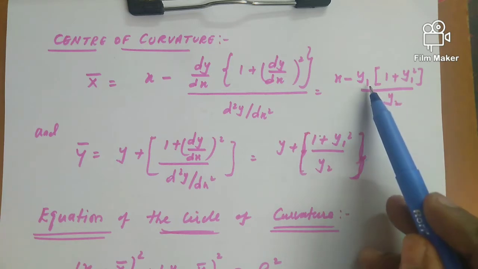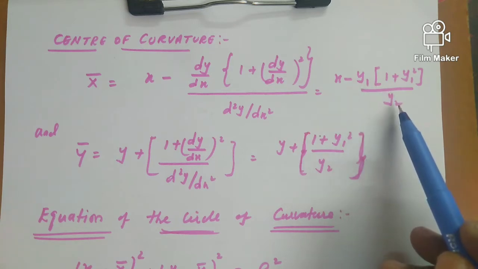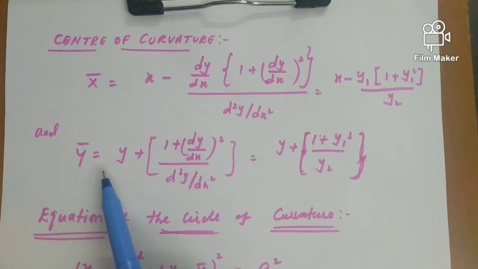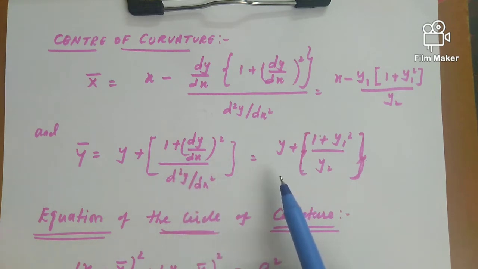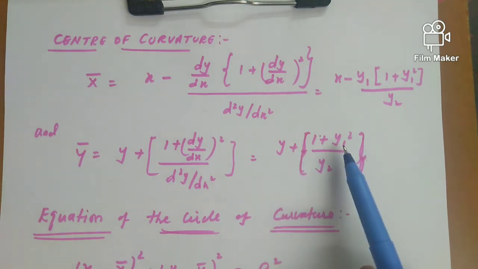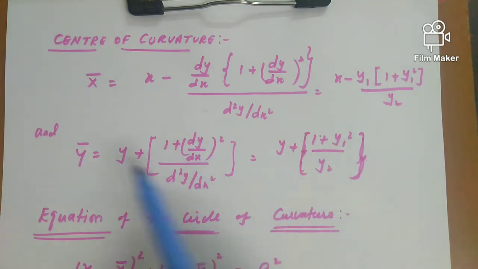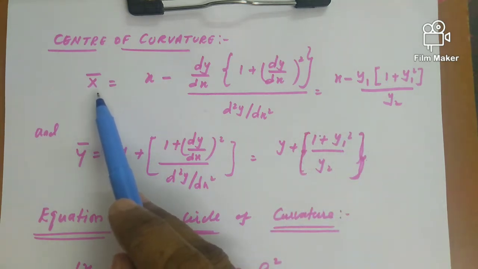Here y1 means first derivative, y2 for the second derivative, and y bar equal to y plus 1 plus dy by dx whole square divided by d square y by dx square, or the same formula can be written as y plus 1 plus y1 square by y2. So this is the formula for center of curvature.